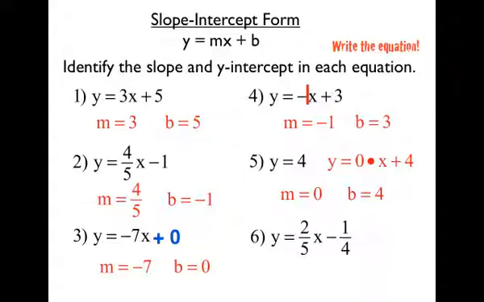So number 6, y equals 2/5 times x minus 1/4. Doesn't matter that there's fractions in there. Our slope is 2/5. Our y-intercept is -1/4. And I do want to emphasize, it doesn't matter if you have a fraction for the slope or the y-intercept. For the y-intercept, it's going to make it a little bit harder, but it's still allowed. And for the slope, it actually, in some ways, makes things a little easier.